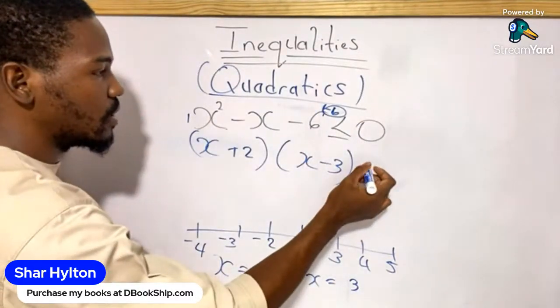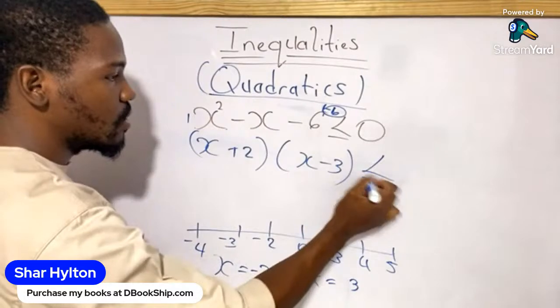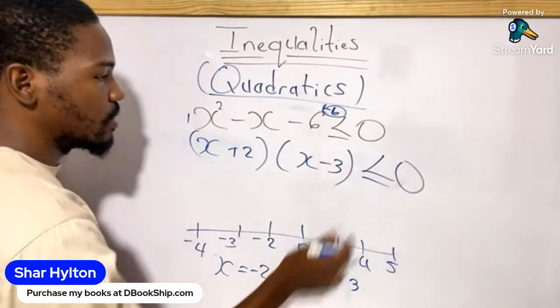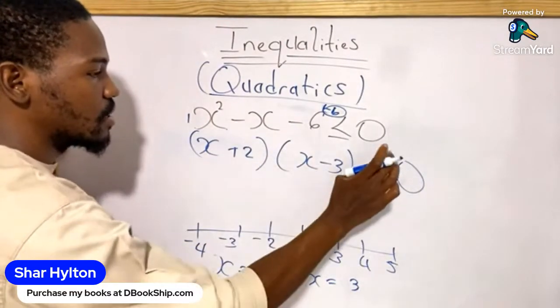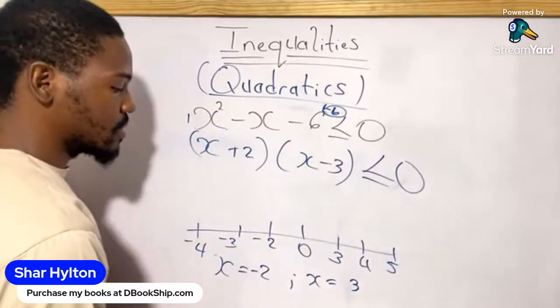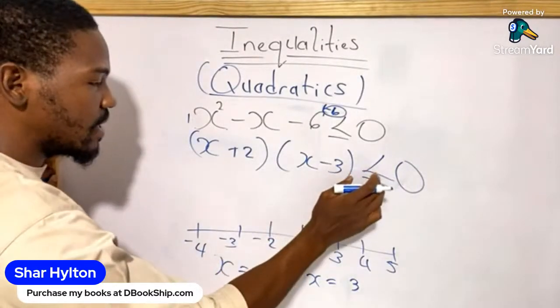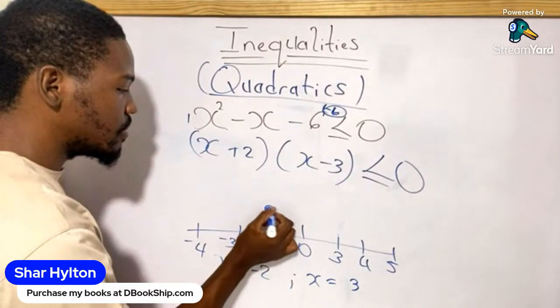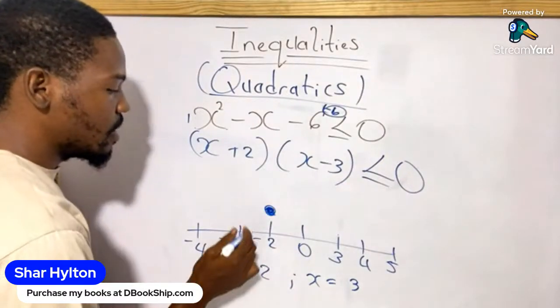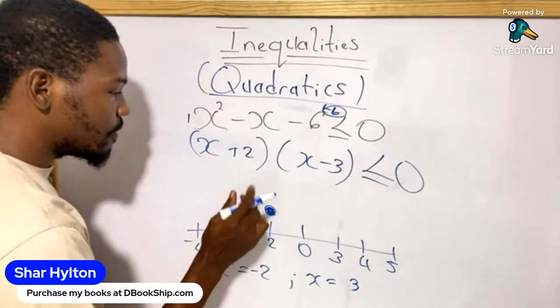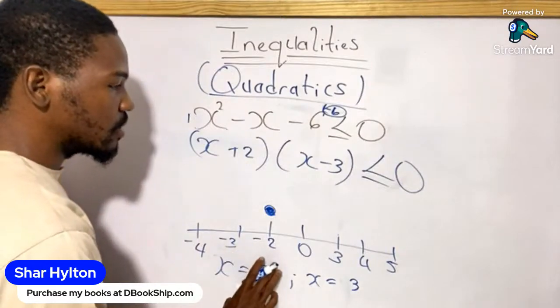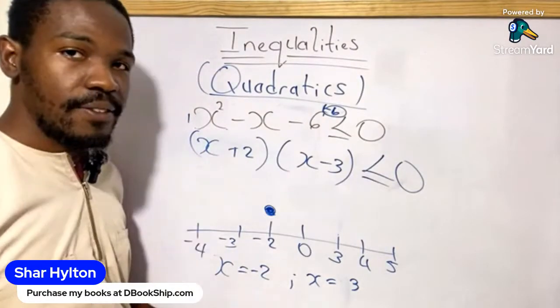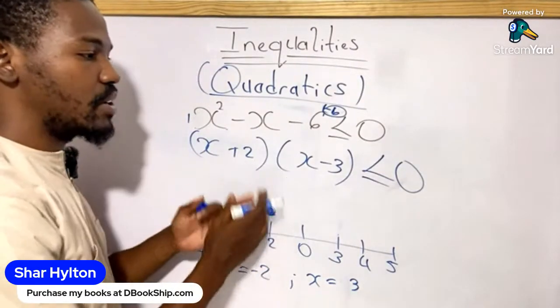And we're going to put our inequality sign now. We're going to test if we get this expression to be less than or equal to 0. The fact that it has the equal sign means that the endpoint is included. So if x is negative 2, it means that the equation is going to be true.